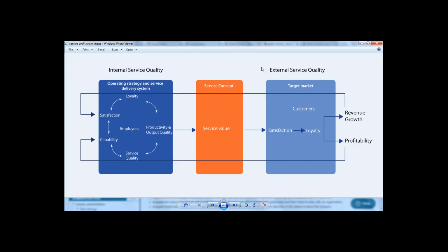You're right on the money there. I'm actually showing this image to students because it's confusing me, and I've got a better image that I'm going to show right after this, which shows it a bit better. But we call it the service profit chain.